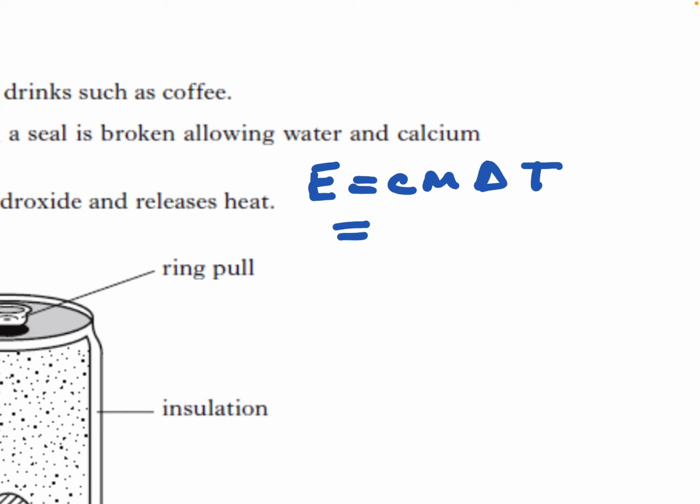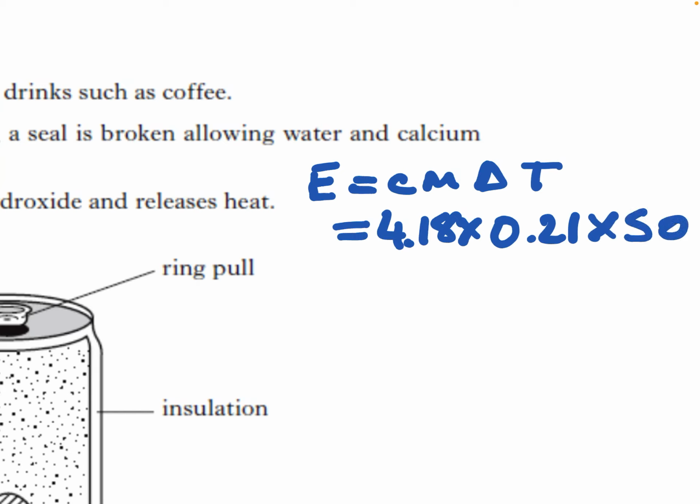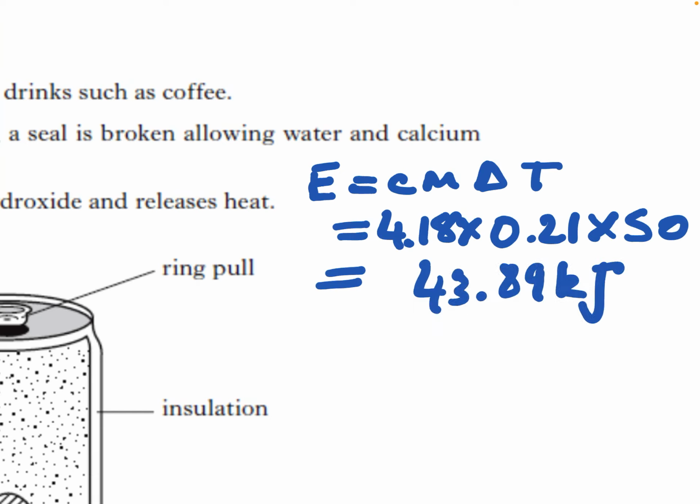So our energy released is going to be 4.18, and it says 210 centimetres cubed. So when we divide that by 1,000 to turn it into kilograms, it's 0.21, and then we times that by the temperature change. It's going from 20 degrees to 70, so that's a change of 50 degrees Celsius. So that's going to be, when you work that in your calculator, 43.89 kilojoules. Remember, that's negative because it's exothermic, the temperature is increasing. So that's just done the first bit.